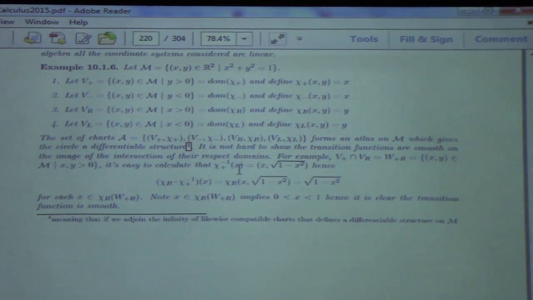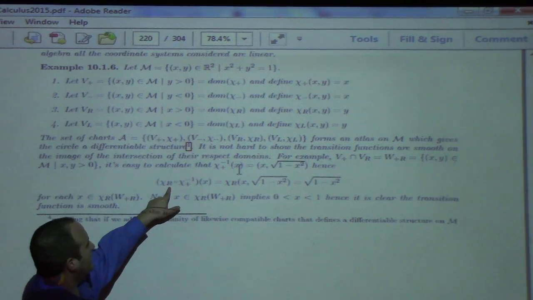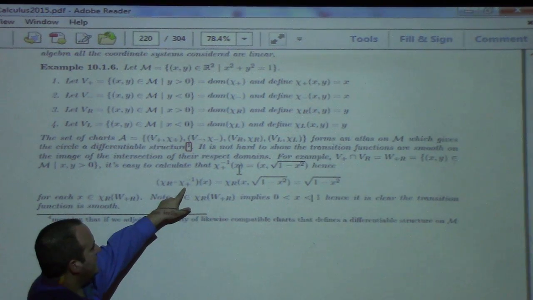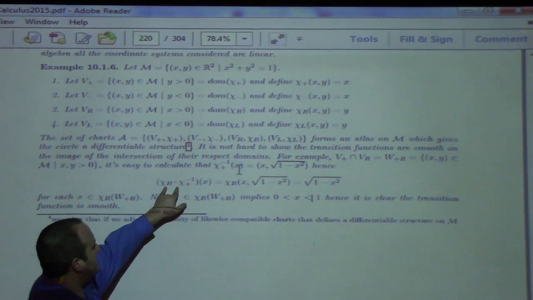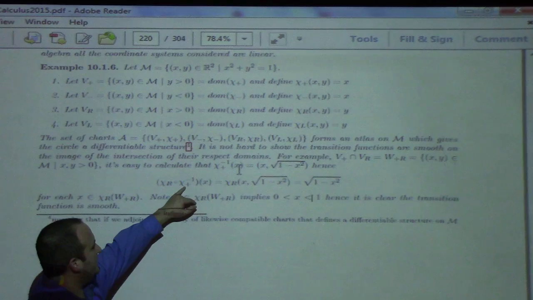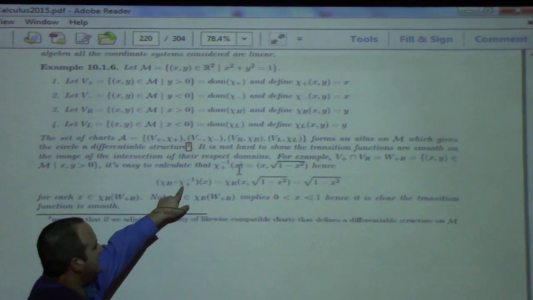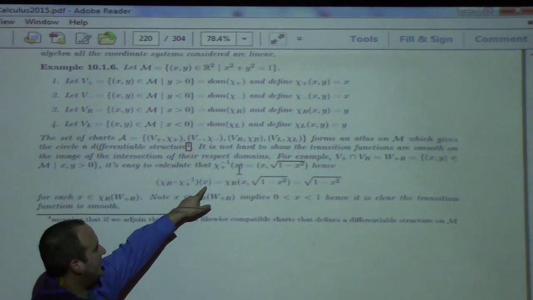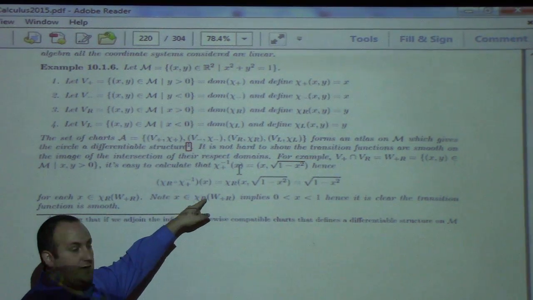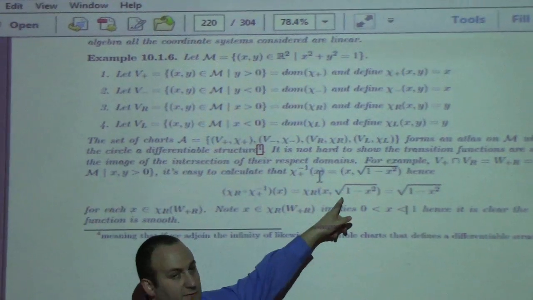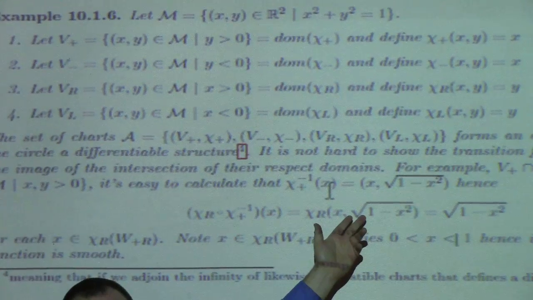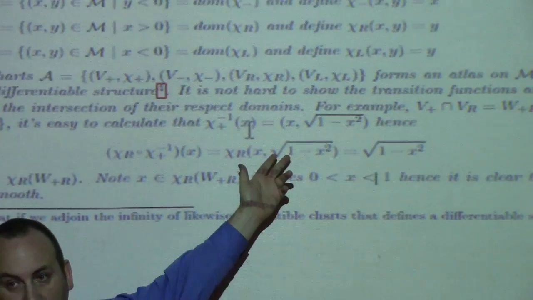For example, if I look at the overlap of the right map and the top map, the composite of the coordinate chart with the inverse of the upper map. To get from the point x back to the point it projected from, you go from x to the square root of 1 minus x squared. That's the corresponding point on the circle that projected down to x.